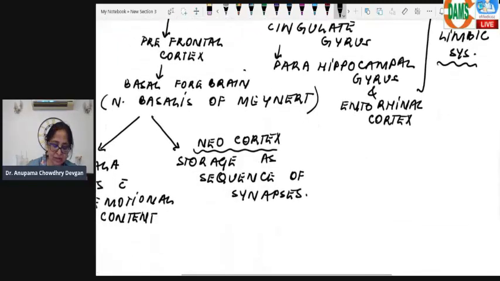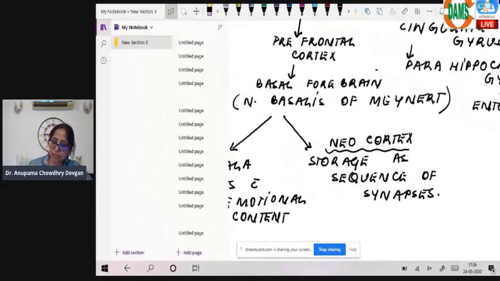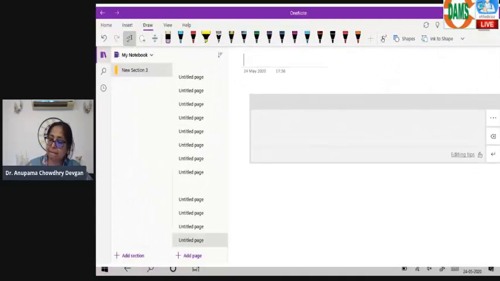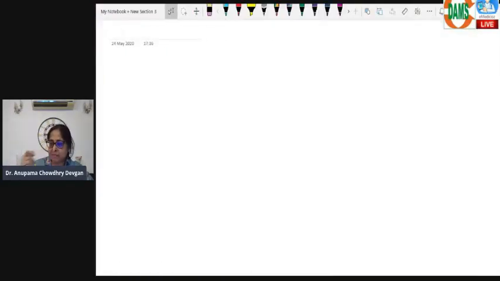All right. So this is as far as the thalamus is concerned. Next, let's go on to have a look at what are the different types of reflexes. Let's see the next thing, and that is what are the different types of reflexes.